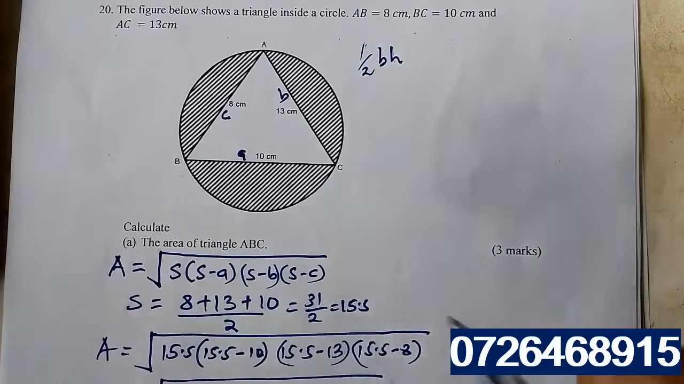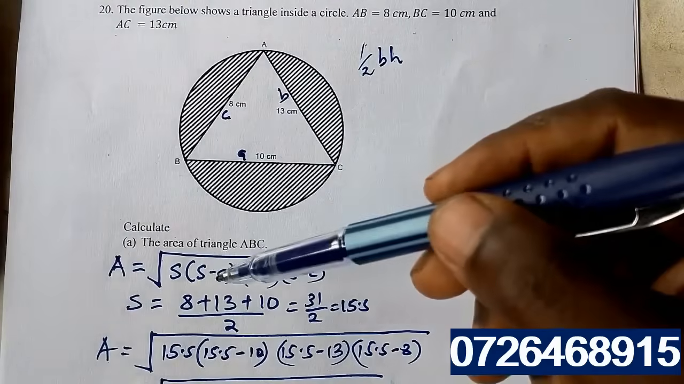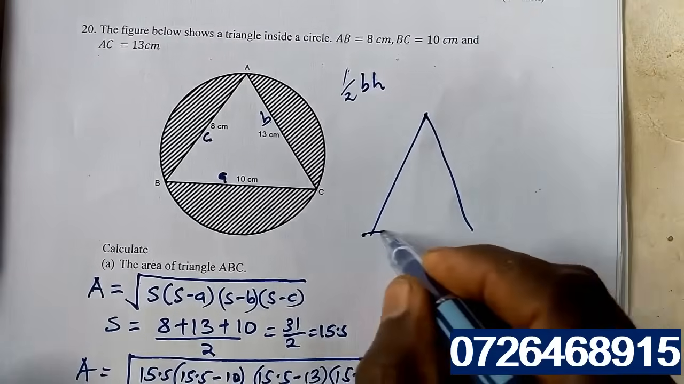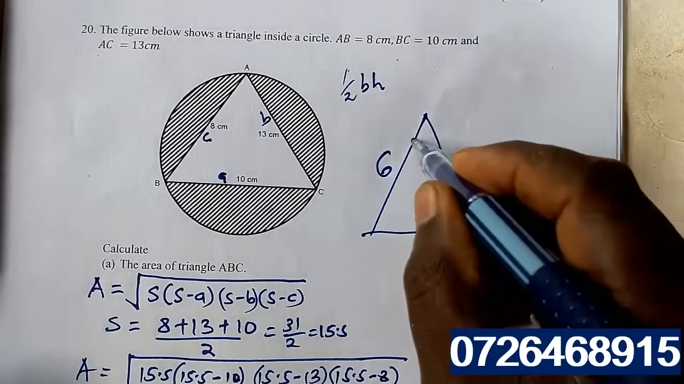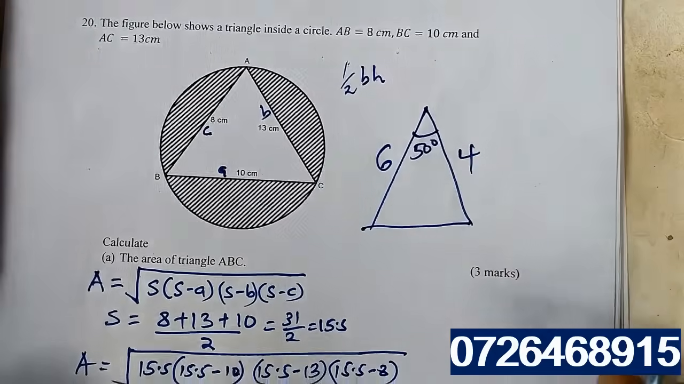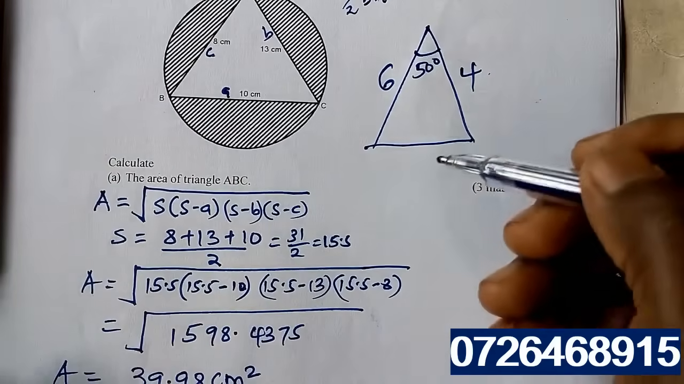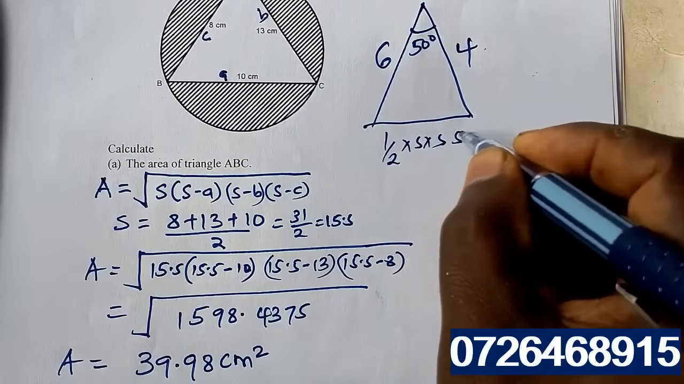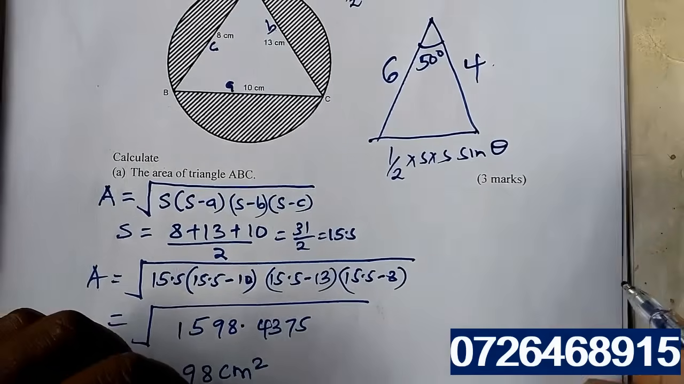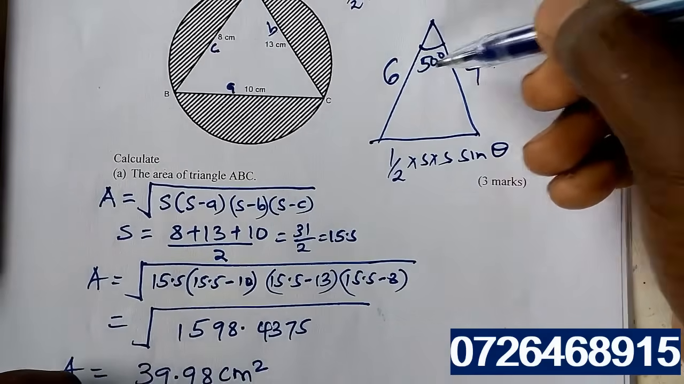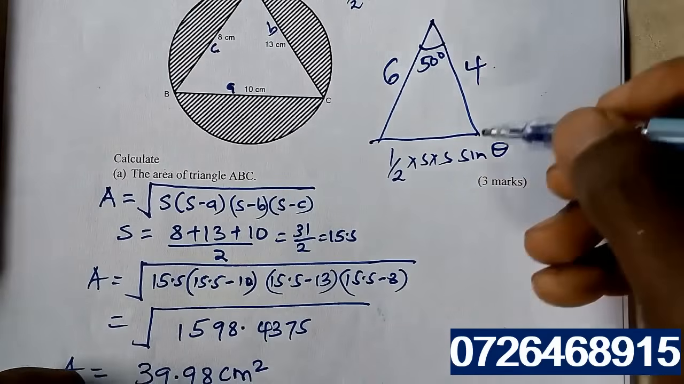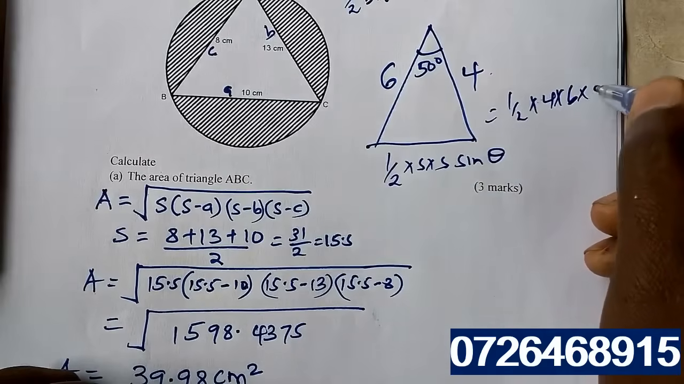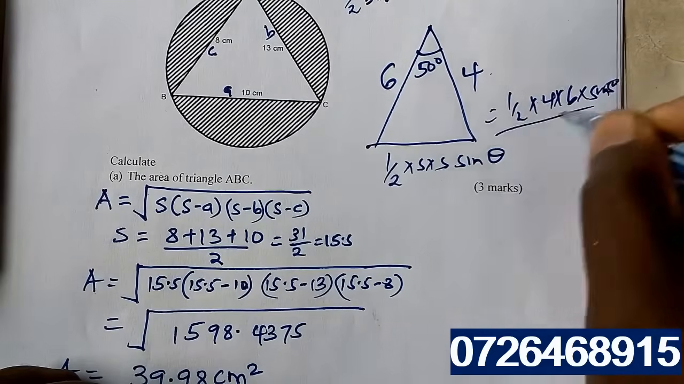So the area is as simple as that. When you have a triangle with all sides different, you use Hero's formula. Suppose this triangle was like this, we have 4, we have 6, and here we are given 50 degrees. When we have two sides and an included angle, it is simple. You just use a half times side times side times sin theta. So here it will be a half times 4 times 6 times sin 50, and you get the answer.